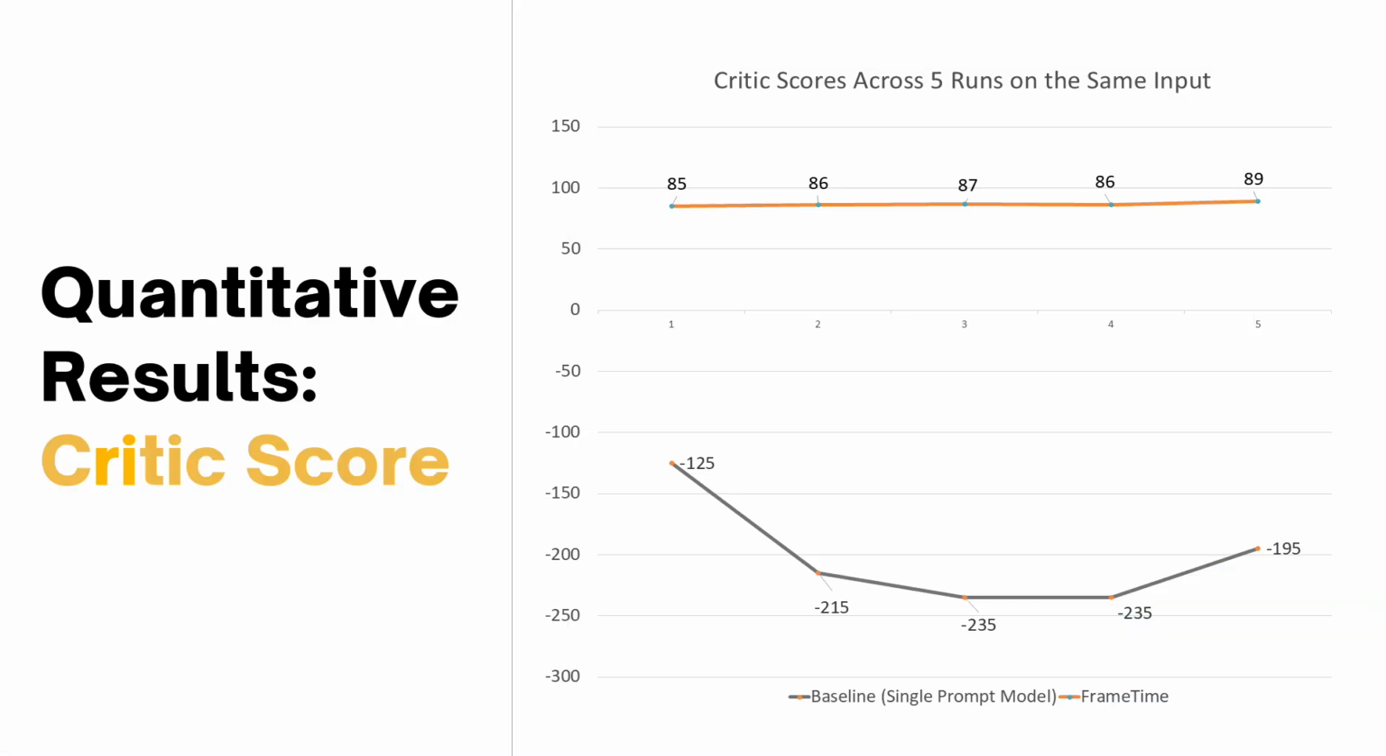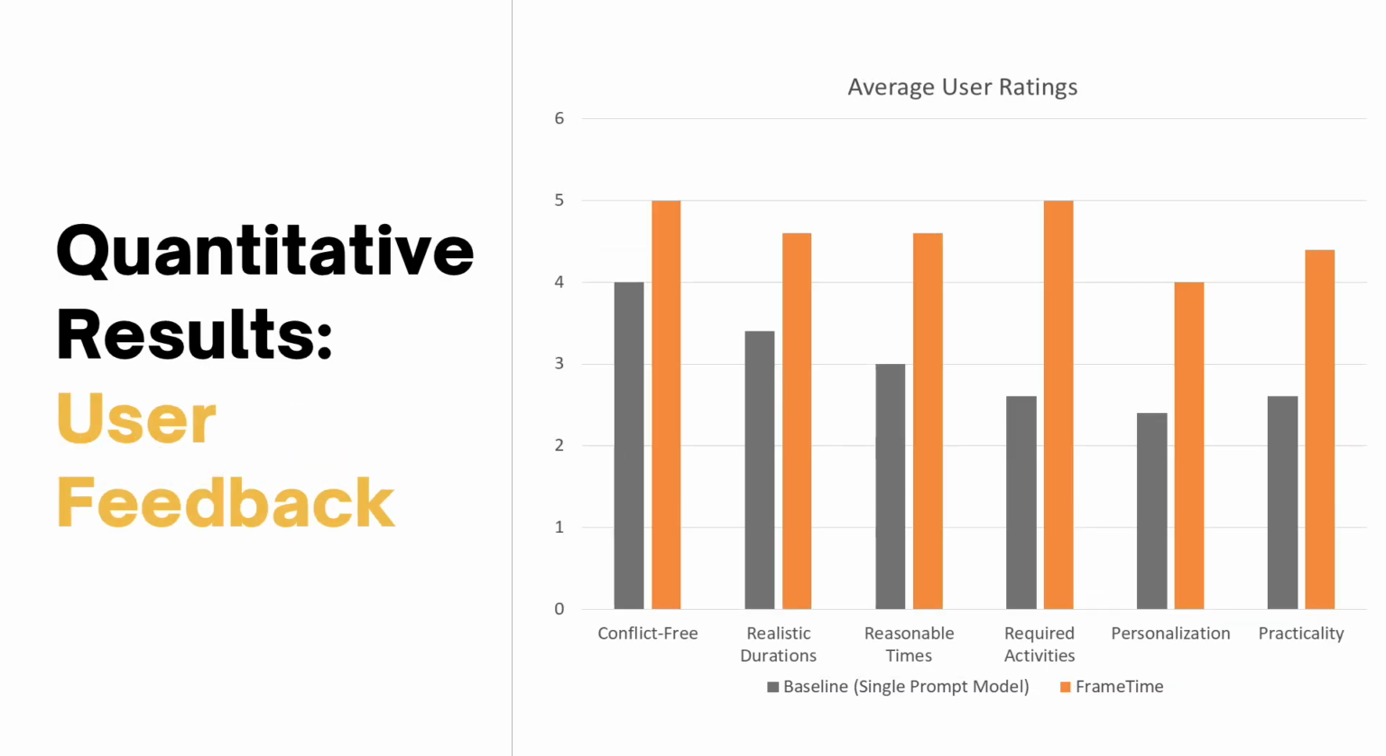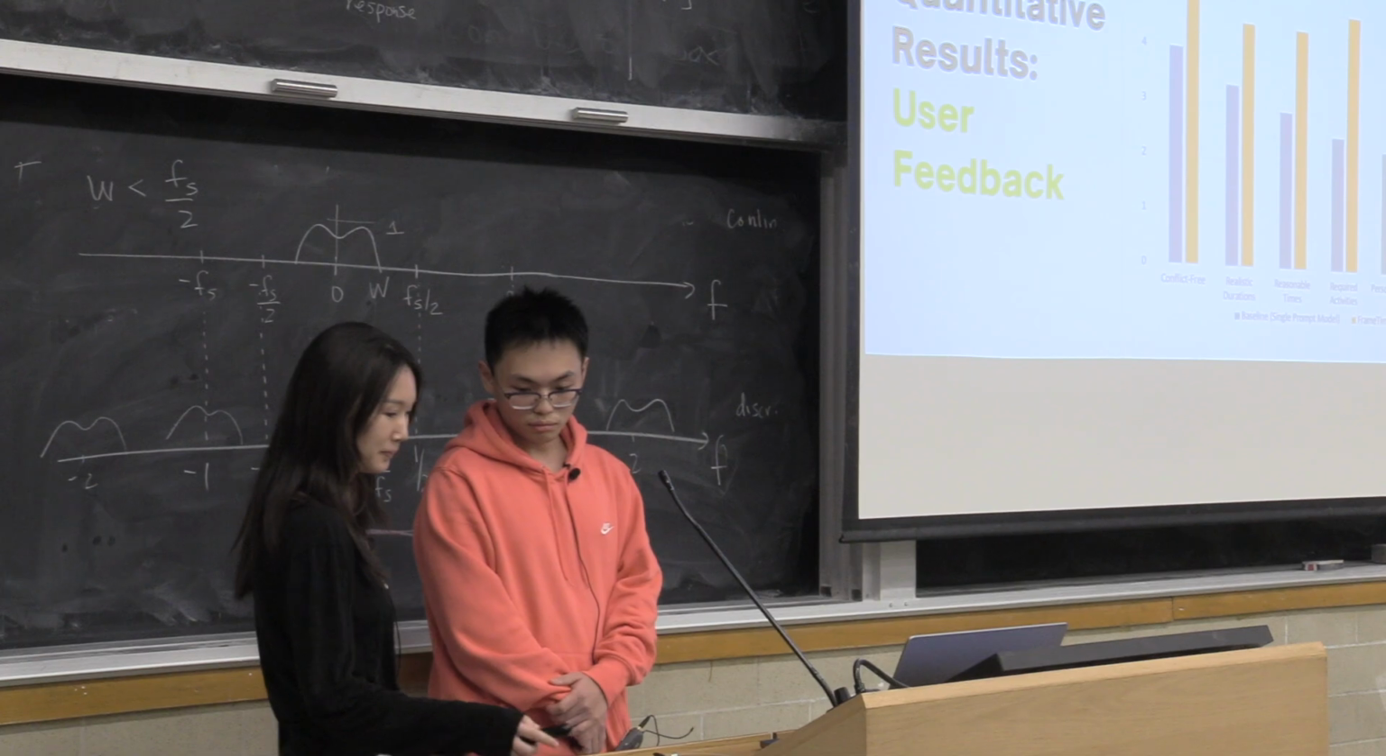In terms of the quantitative results, we use the same prompt to ask the baseline model and the FrameTime to do the evaluations. Using the critic score, you see that the FrameTime has much higher scores and it's pretty stable. We also invited friends to give feedback, and our FrameTime has much higher user feedback scores. Thank you.